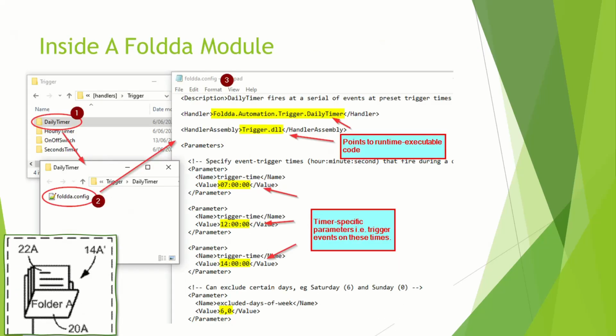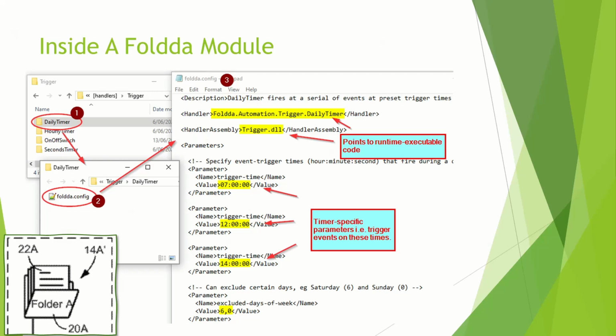Let's take a closer look at an example of such a module. The module we look at is called a daily timer, which has the function of firing events during certain times of a day. In this case, the content of the folder is a text file called folder.config. Every folder module has this file, and it has a very specific format. Let's look at the content on the right-hand side.